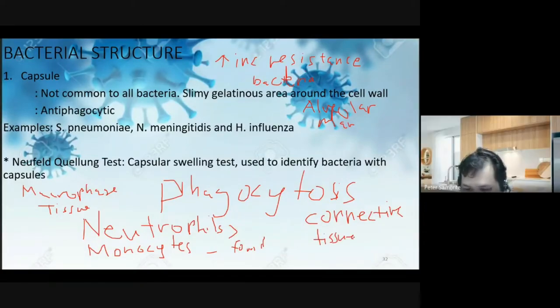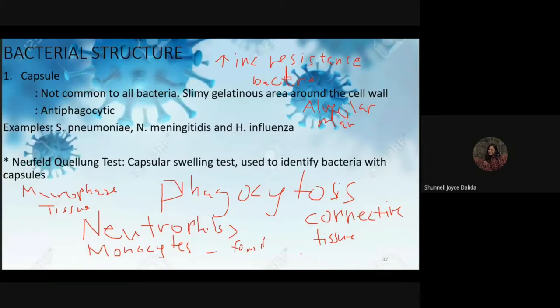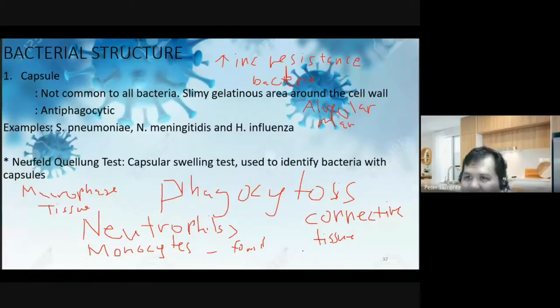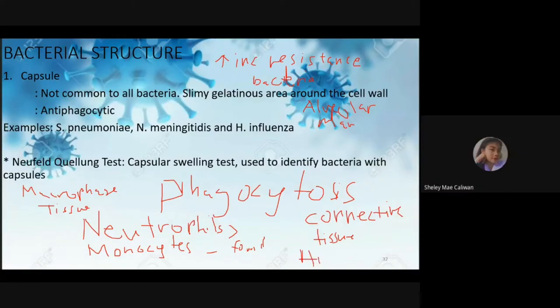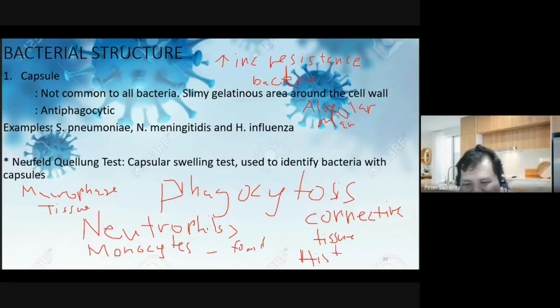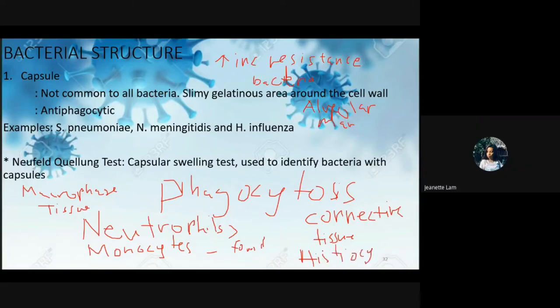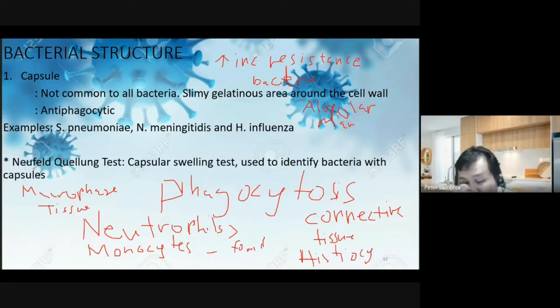Mast cells? No, it's not mast cells. Connective tissue. Starts with the letter H. Histiocytes. Sorry, histiocytes. Very good. Okay. So from histology, niya related sa connective tissue. So histiocytes.